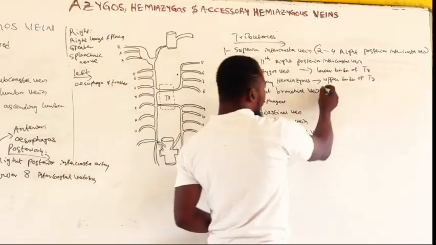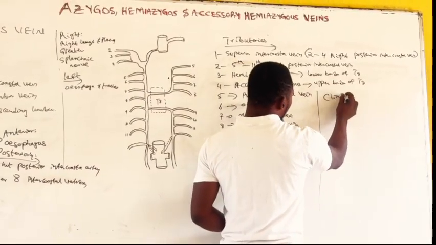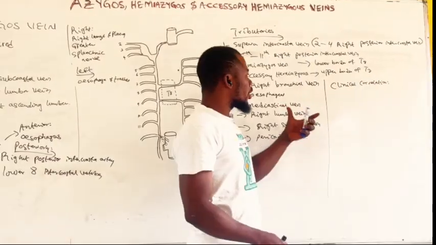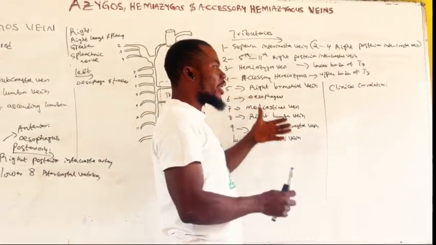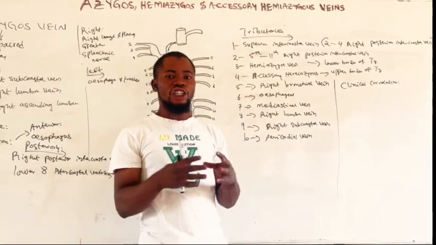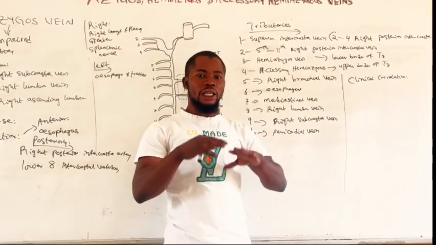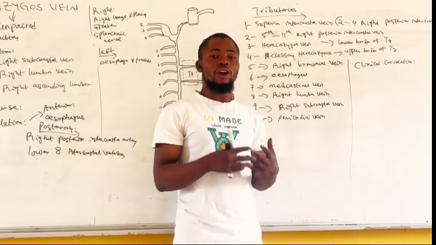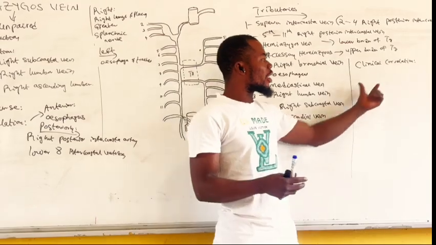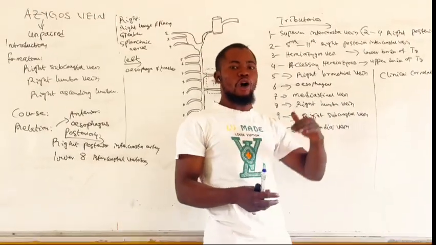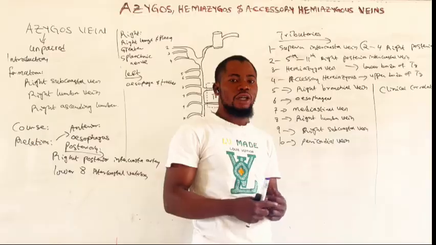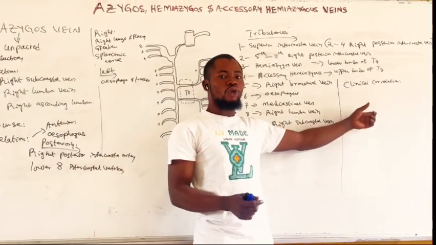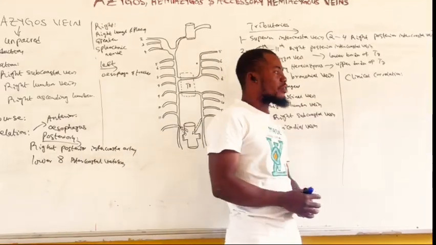Clinical correlation. The clinical correlation of the Azygos vein: the Azygos vein forms a channel or connection between the superior vena cava and the inferior vena cava. During obstruction of superior vena cava, it provides a collateral channel that will drain the blood from the upper part of the body directly into the inferior vena cava. So it serves as a collateral channel during the obstruction of superior vena cava.